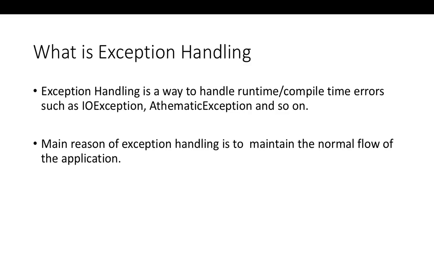So we have seen what is exception. Now what is exception handling? So it is just a way to handle the exception. Okay, so exception can be compile time, runtime as well. So exception handling is just a term, but we have different ways to handle the exception. So once we start handling the exception, you will see your program will not terminate blindly. It will terminate gracefully with a proper message, so that you can understand easily what went wrong with your code. So the main reason for exception handling is to maintain the normal flow of your application.